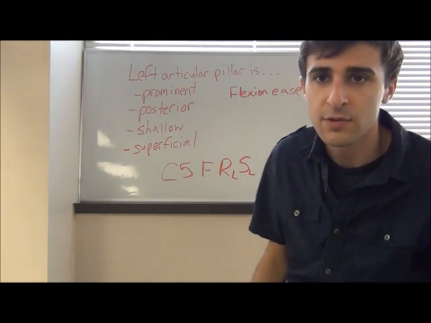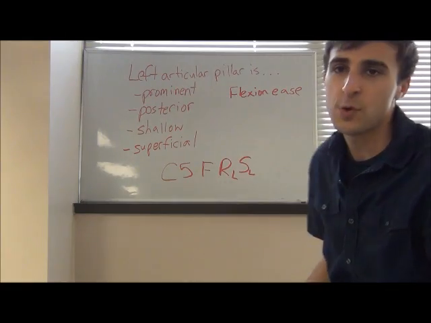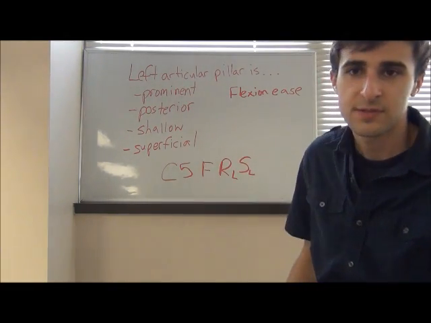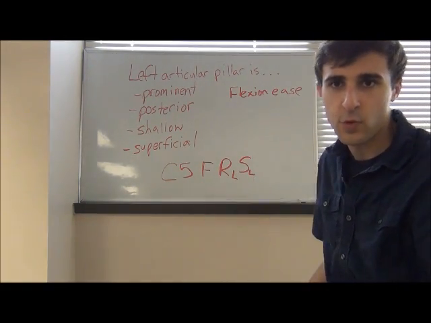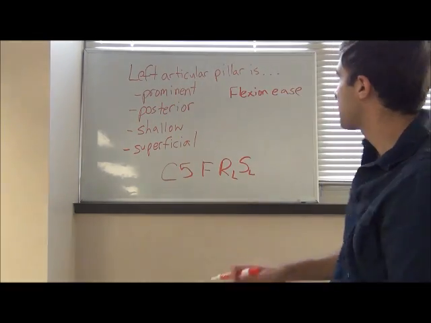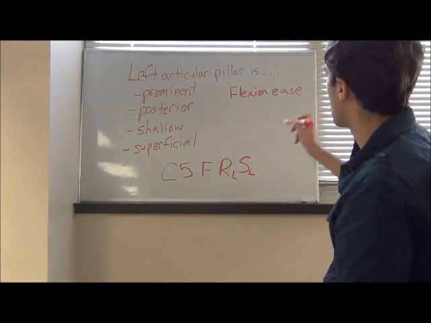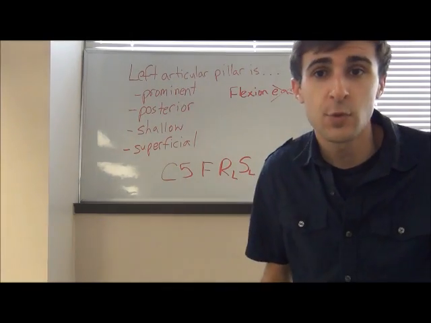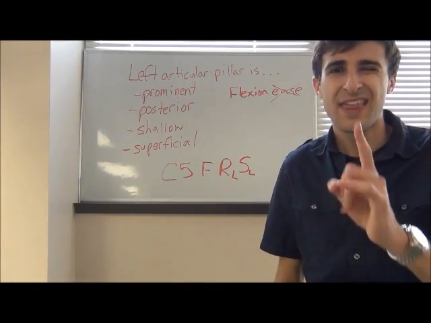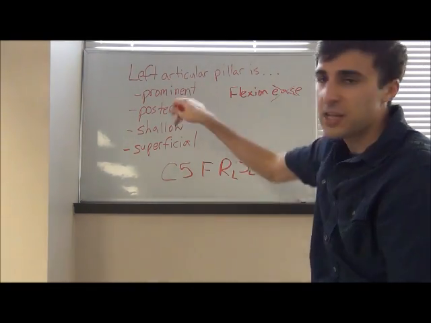Okay, so if I said flexion ease and the left articular was more prominent, that's the diagnosis, right? If I said C5, right? However, what if I said in flexion there was no difference? There was no change when I put it in flexion. Then what's the diagnosis? Everything else being the same.